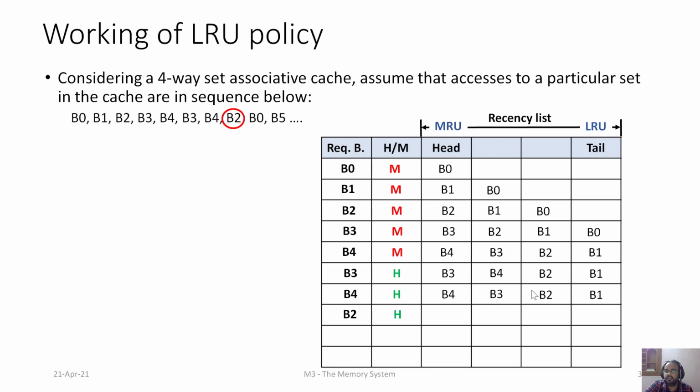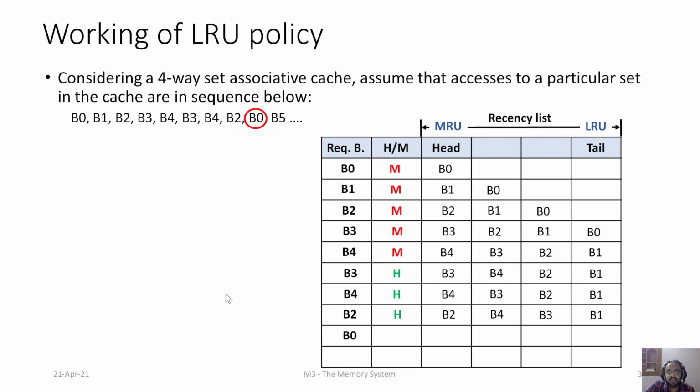This again is resulting in a hit because B2 is already there, and B2 now moves to the MRU position. B4, B3 will be shifted left, and then the LRU position continues to be held by B1.